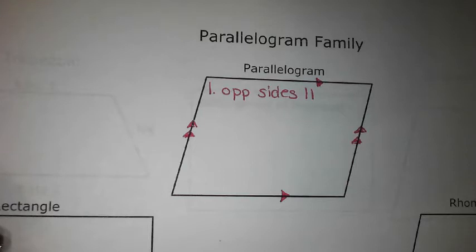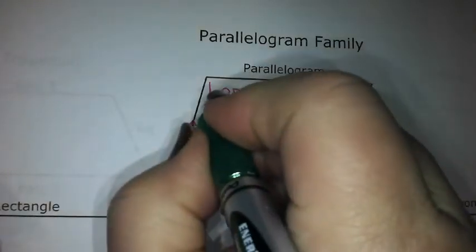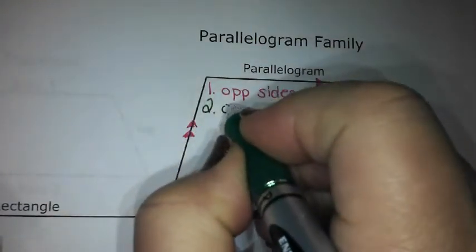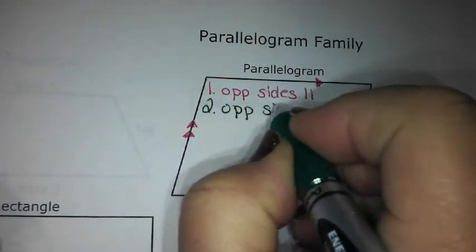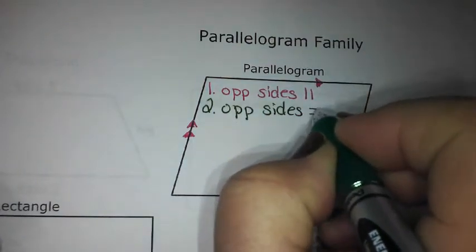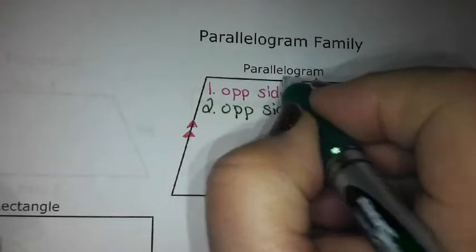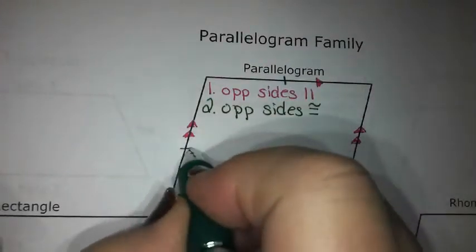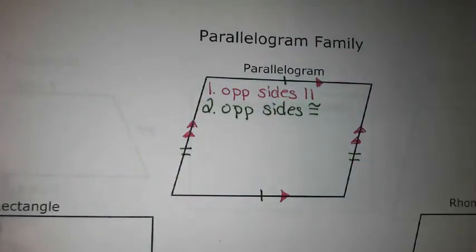The next characteristic of parallelograms also has to do with the sides. It's the fact that both pairs of opposite sides are congruent. So now I'm going to put hash marks on these to let you know that the opposite sides are congruent.